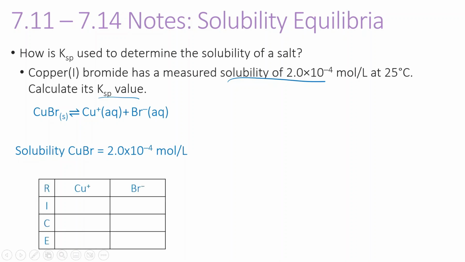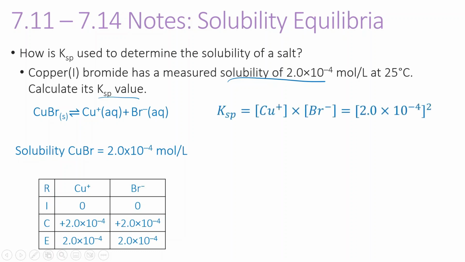So in my RICE chart, I'm again only going to include my Cu and Br because CuBr solid is not going to appear in the equilibrium expression. And initially, I know that there is none of those ions present. I know that it's going to change by 2 times 10 to the negative 4. Since these are both in a 1-to-1 ratio, the change for both of these is the same. So KSP is going to be equal to the concentration of Cu plus times Br minus. And I know the value of that, so I can plug that in here. And this gives me 4 times 10 to the negative 8 for my KSP value.